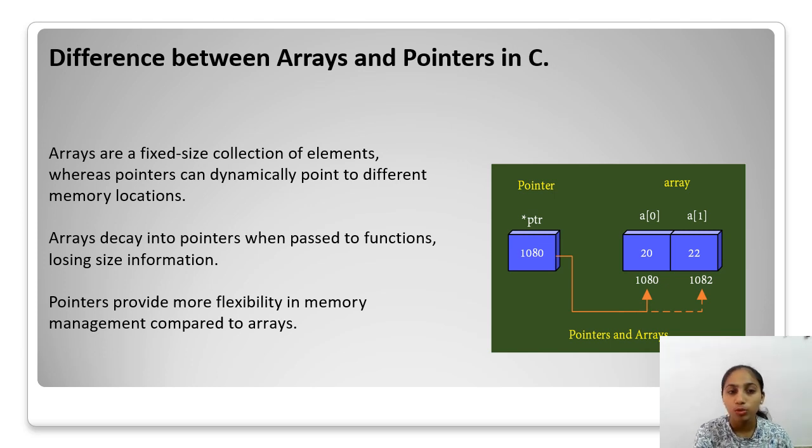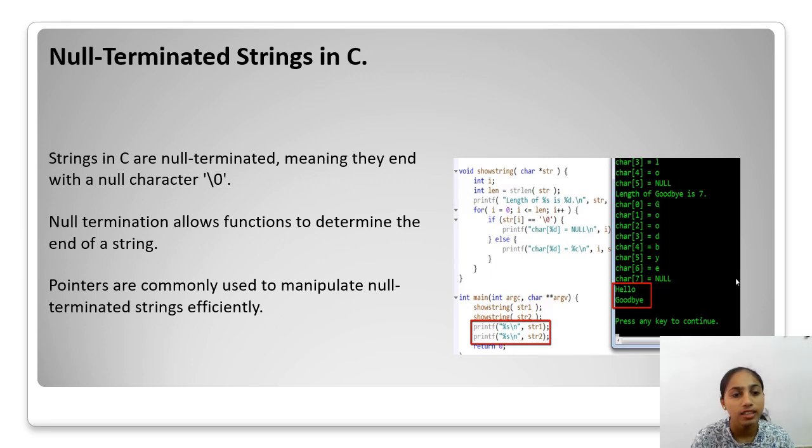And then we can move on to the next slide, that is null terminated strings in C. Strings in C are null terminated, meaning they end with a null character. Null termination allows functions to determine the end of the string. Pointers are commonly used to manipulate null terminated strings efficiently. Here we can see one program, that's a void show string.